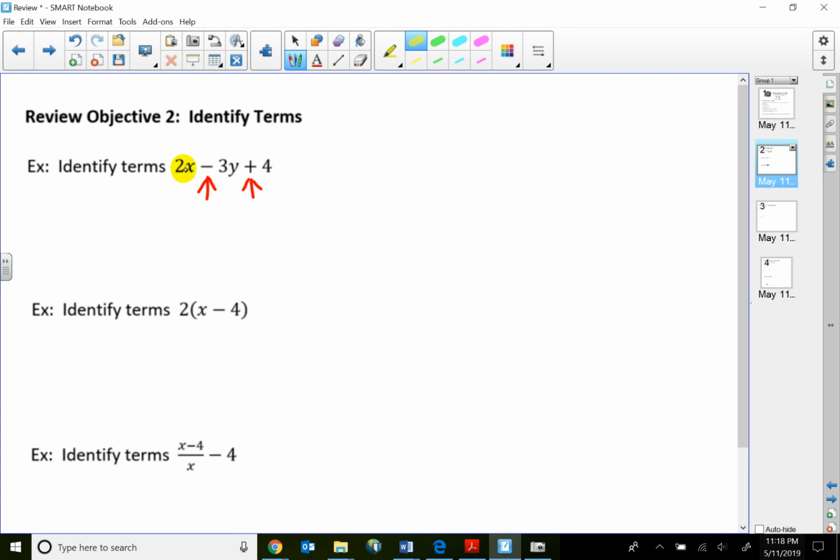What's in front of the subtraction sign is one term. Between the subtraction and the plus sign is the second term. And the sign always goes with the term that follows. So my second term is actually negative 3y. And my last term is going to be positive 4. So in this problem, I have three terms.